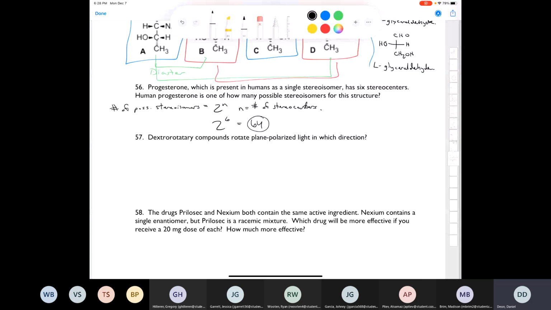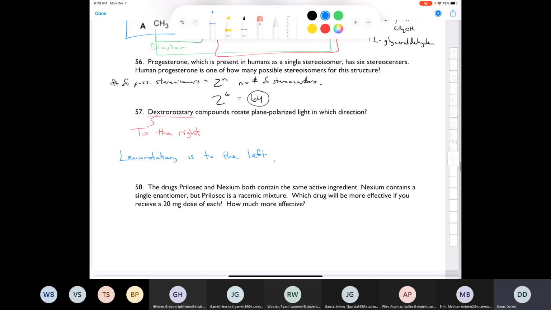Dextrorotatory compounds can rotate plane polarized light in which direction? Dextrorotatory means they rotate it to the right, right? Levorotatory is to the left. So just a couple of terms you need to know.